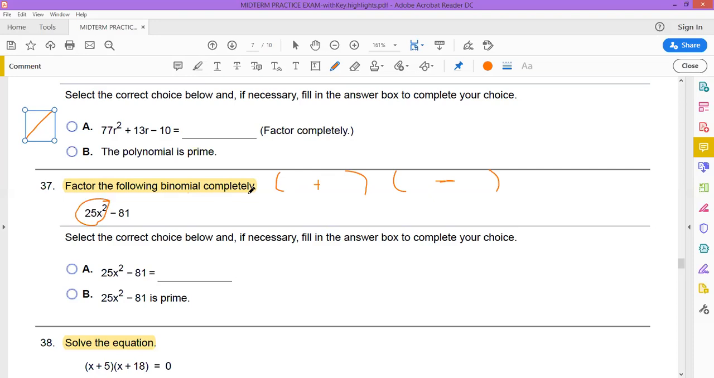Remember, we want that perfect square, so it will be 5 and 5. And then how do we get x squared? X and x. 5 times 5 gives us 25. X times x gives us x squared. All right, now our 81, what two numbers do we multiply together to get 81? It's 9 and 9. And this will be your answer: 5x plus 9 and 5x minus 9.